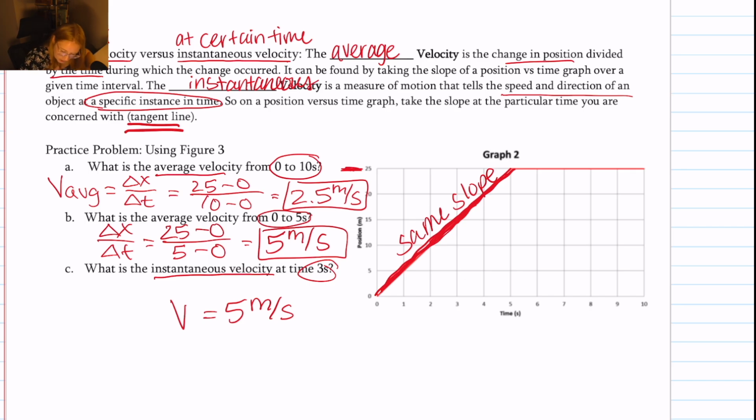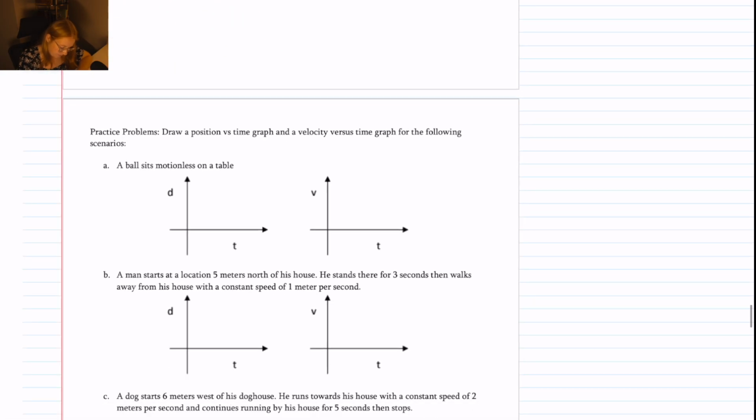Okay, if I ask you what is the instantaneous velocity at 9 seconds, well, I would look at that slope at 9 seconds. Her velocity is 0 because the slope is flat, right? So you just look at that particular point and look at that slope in that time.